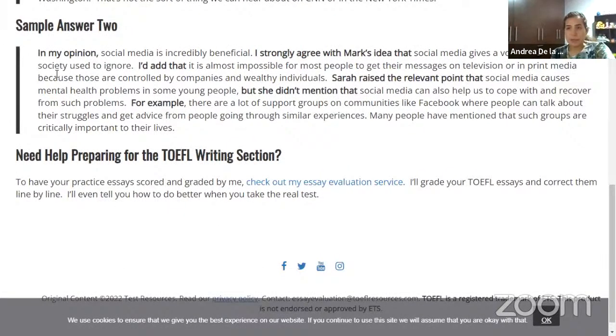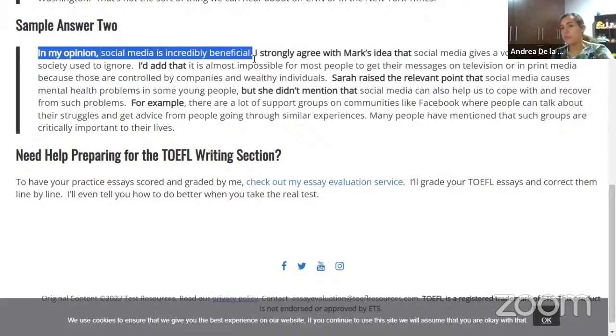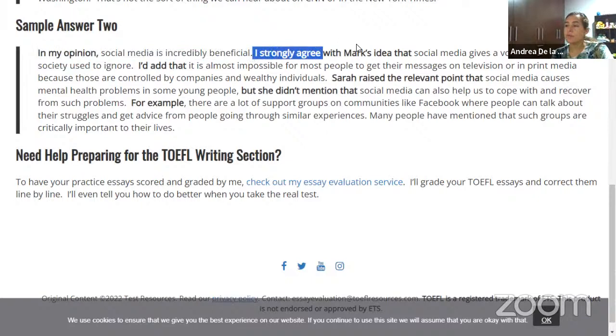It says, in my opinion, social media is incredibly beneficial. So we have the introduction first, right? We're doing it in a different way, but at the end of the day, it's the same thing. The first part, we have the introduction. In this case, this person, the writer, agrees with Mark, right? And then he says, I strongly agree with Mark's idea that social media gives a voice to people that society used to ignore. So it's basically the same as what we do, right?